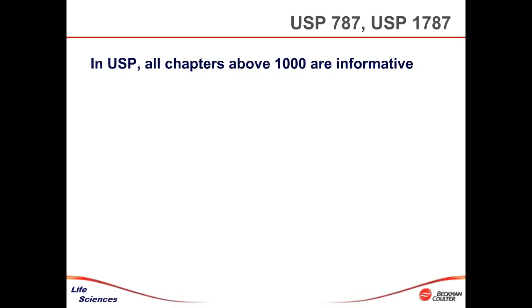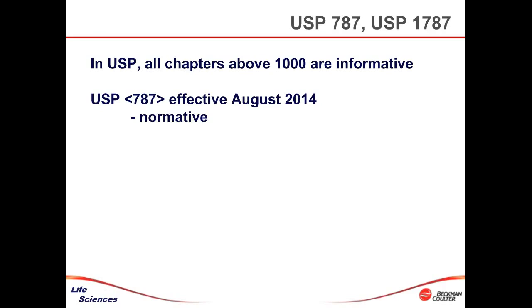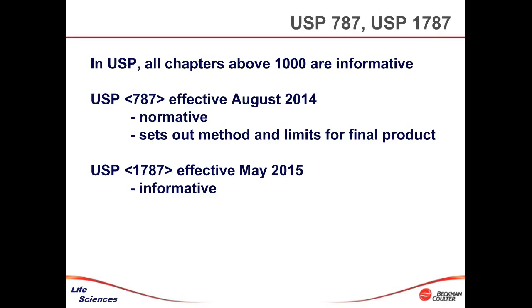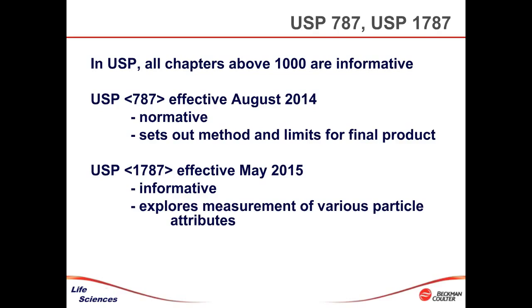So we have, as a companion to 787, very recently introduced the 1787 chapter, which has quite a good bit of information. 787 was effective in August of 2014, and it's basically normative, or demand for dealing, a method dealing with the information needed for proteins. It sets out the method and the limits. 1787 is now published, and it has an effective date of May 2015, so fairly soon, and it is listed as informative. Okay, so it is something that's suggested. You don't have to do this, but there's a lot of good information in that chapter.